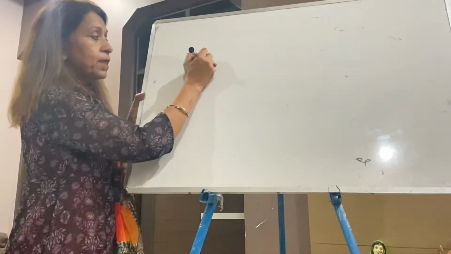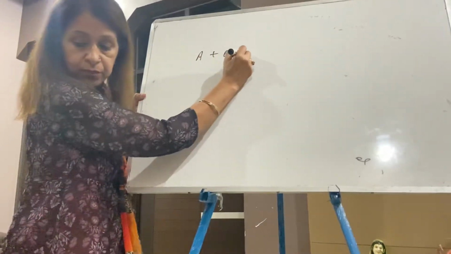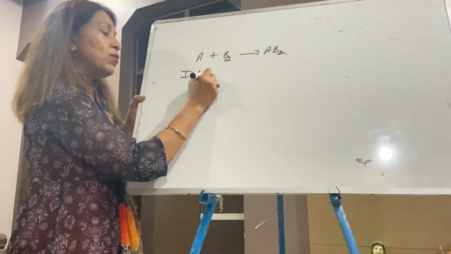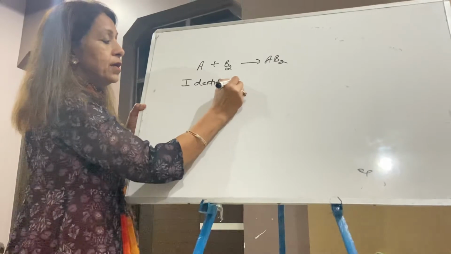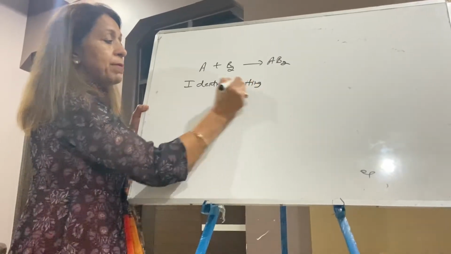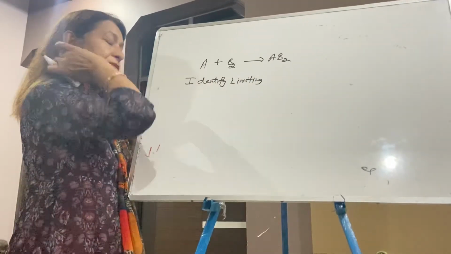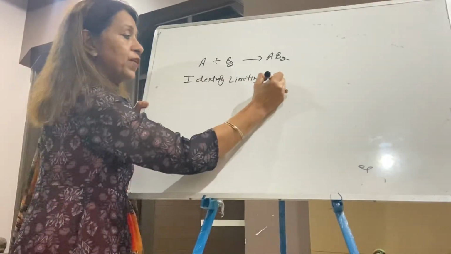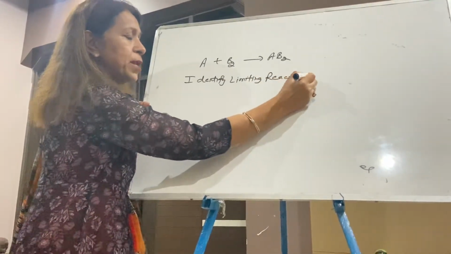Write down A plus B2 arrow AB2. The question they are asking is just one: identify the limiting reactant. This same numerical is in NCERT. I am taking one or two parts, and the rest you can attempt at home. Identify the limiting reactant. There are many parts.